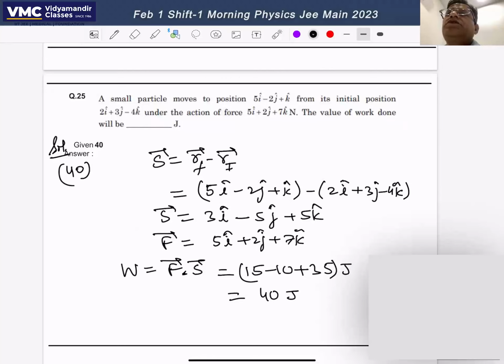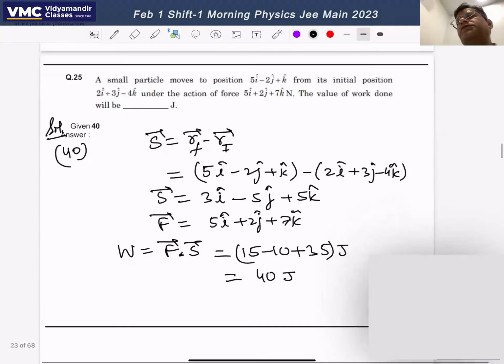So in question 25, a small particle moves to position 5i cap minus 2j cap plus k cap from its initial position 2i cap plus 3j cap minus 4k cap under the action of force 5i cap plus 2j cap plus 7k cap newton. The value of work done will be? First of all, we will calculate the displacement, and then we will take the dot product with the force vector. That will be the work done.